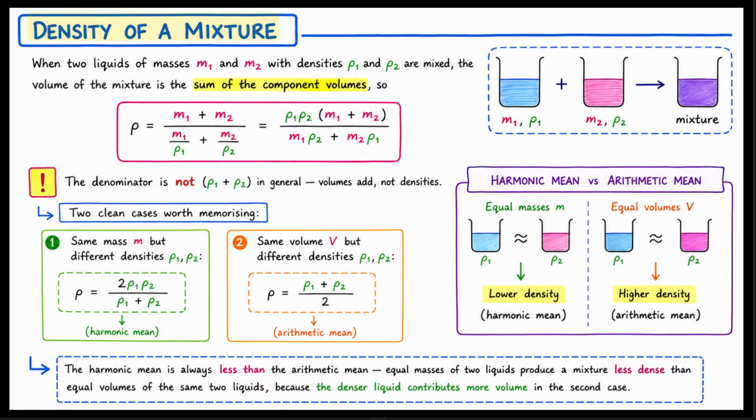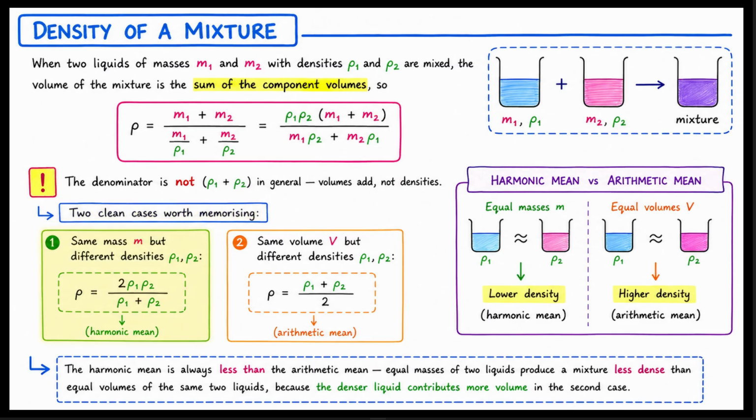Mixing two liquids, the general formula. The natural mistake is to average their densities. The right answer comes from the fact that volumes add when you pour them together. With masses m1 and m2 and densities ρ1 and ρ2, the density of the mixture is (m1 plus m2) over (m1 over ρ1 plus m2 over ρ2), which simplifies to ρ1 ρ2 times (m1 plus m2) over (m1 ρ2 plus m2 ρ1). Two clean special cases are worth memorizing.